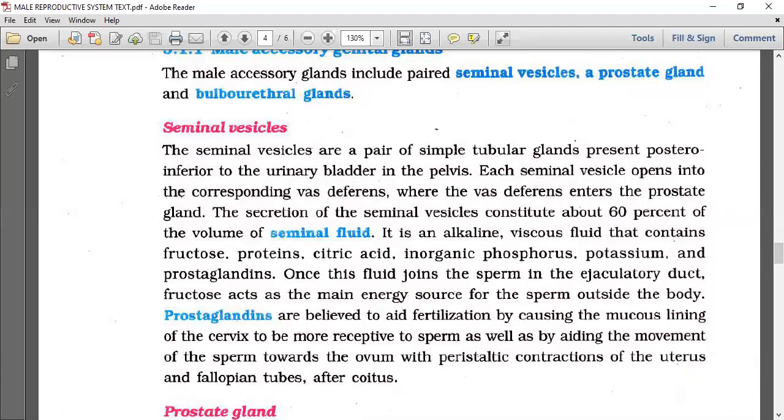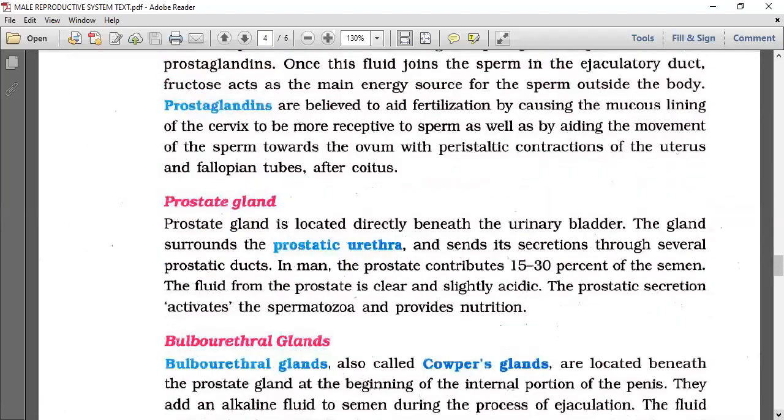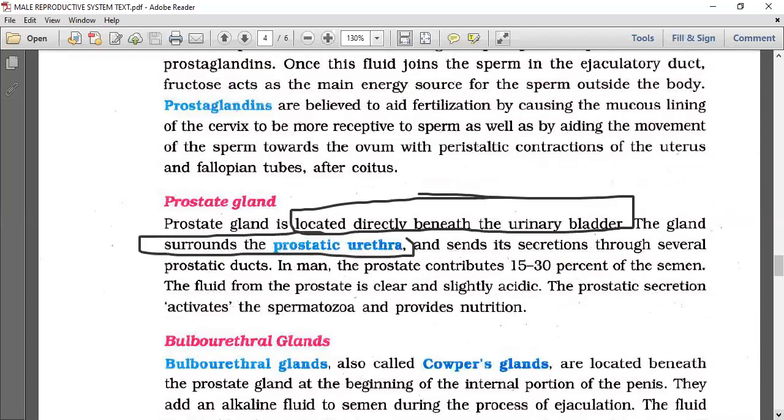Okay. So location of the prostate gland: located directly beneath the urinary bladder, which surrounds the prostatic urethra. This is the location in the case of the prostate gland. So what about the Cowper gland? It is located beneath the prostate gland at the beginning of the internal portion of the penis. Okay, these three are the locations.